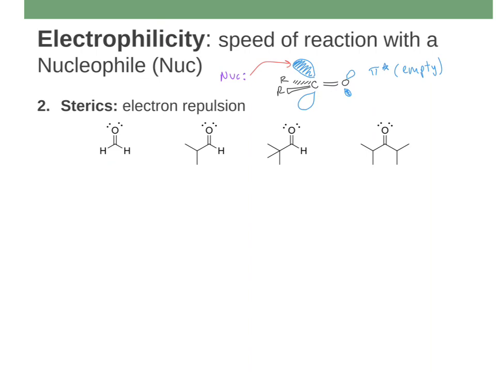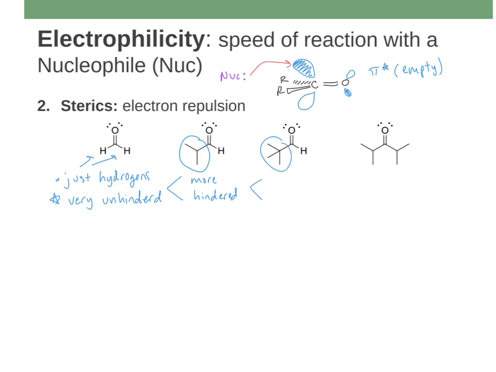So for just this little guy, formaldehyde, these are just hydrogens. So this is very unhindered. Now it's much better. Look at that. Very, very unhindered. You can imagine now that I'm adding an isopropyl group, there's a lot more sterics there. Now I've got this relatively large isopropyl group. This is going to be much more hindered than if it's just hydrogens. T-butyl groups are bigger than isopropyl groups, so we're getting even more hindered.